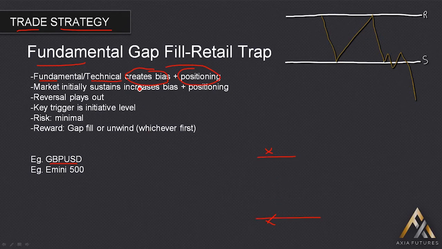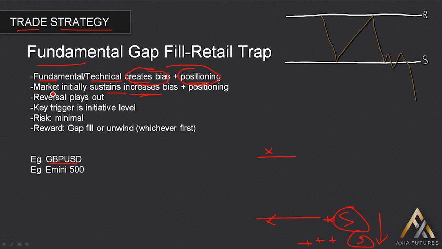Now, that gap creates a bias. Why? Because everyone that comes in that morning is looking for short side trades only. More importantly, we have positioning, which is short side positioning. Now, the market will initially sustain and increase that bias. So what typically occurs is very early on, you get continuation of the theme. So it sustains, but it also increases the bias and the positioning. So we get even more short. So let's put a couple of pluses there, plus, plus, plus.